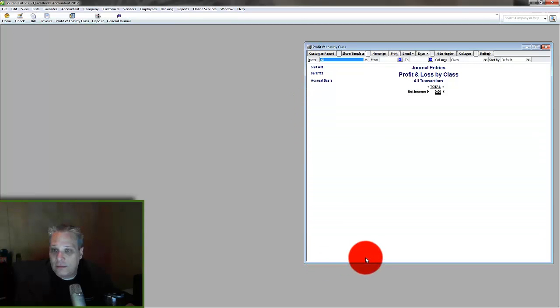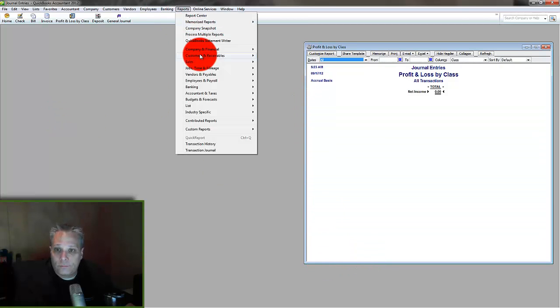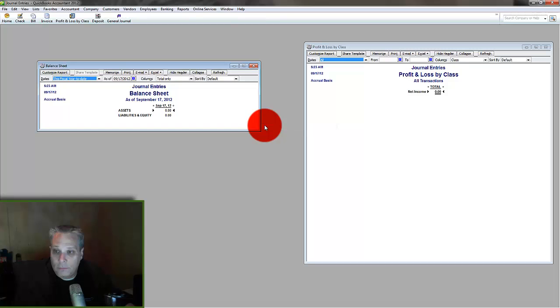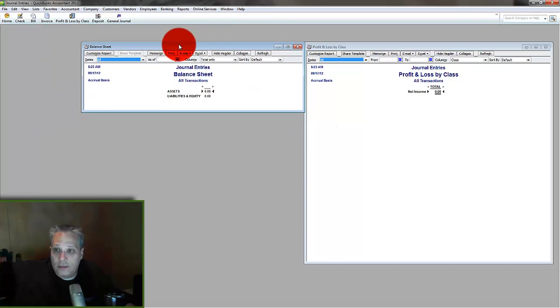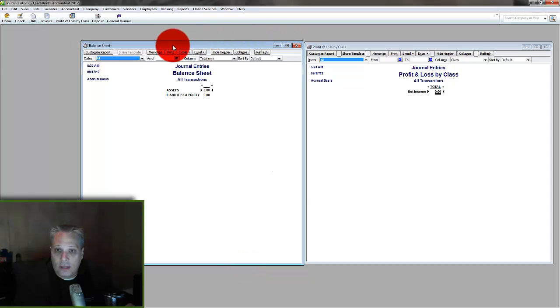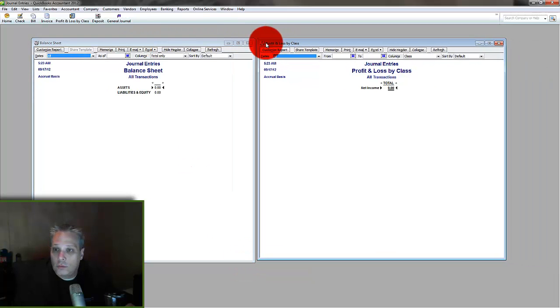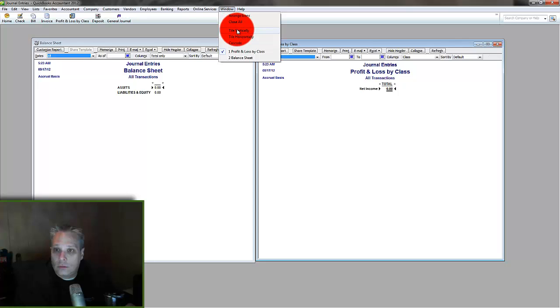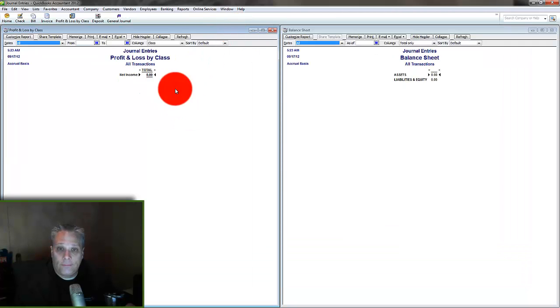So let's close all my screens and start over. Let's take a simple check, for example. I'm going to run this profit and loss by class. I should also run a balance sheet, just for good measure. So we'll run a standard balance sheet here, and we'll have these up here the whole time. Let me just move these over. You can actually tile them vertically.